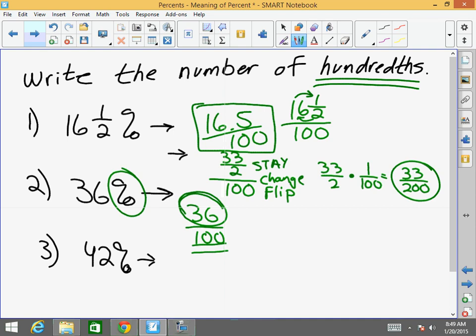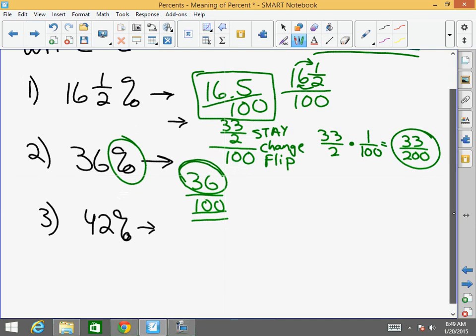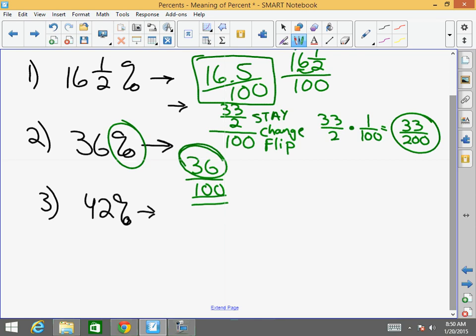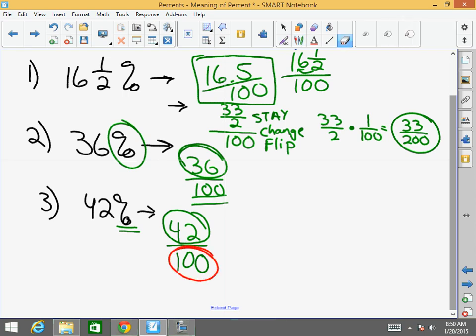Okay. How would I write 42% in hundredths? 42 hundredths. 42% means that there's 42 units out of 100 total possible units. Does that make sense, gentlemen? You promise? Okay. May I continue?